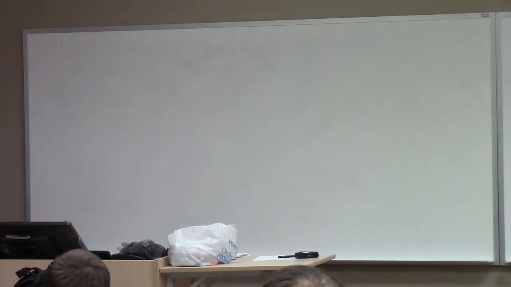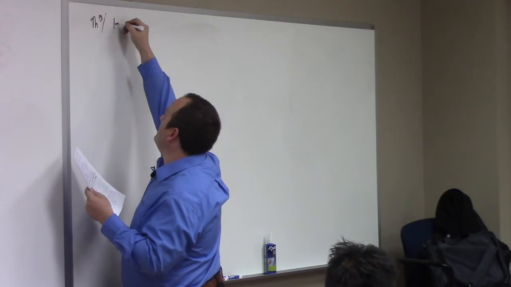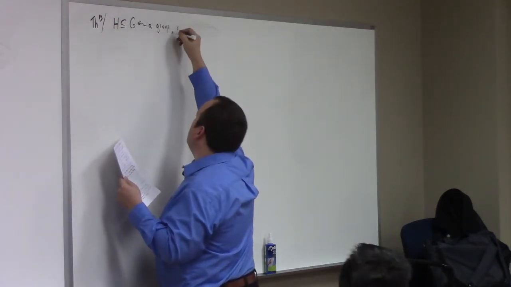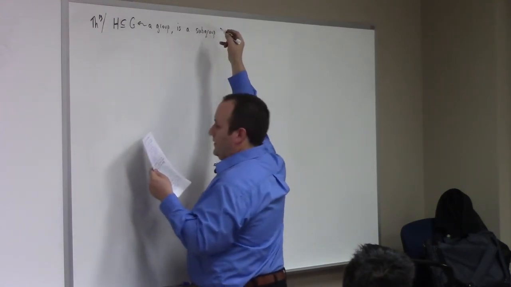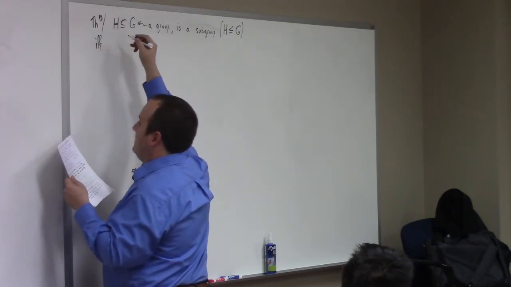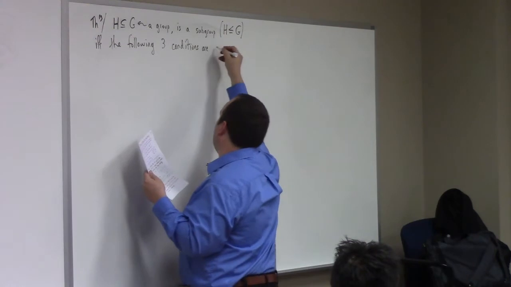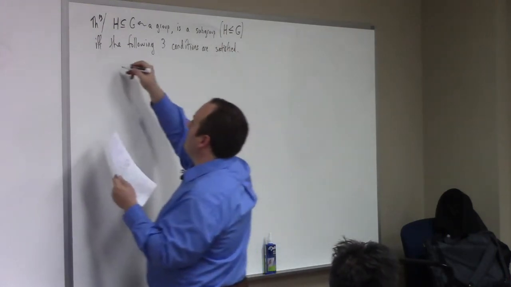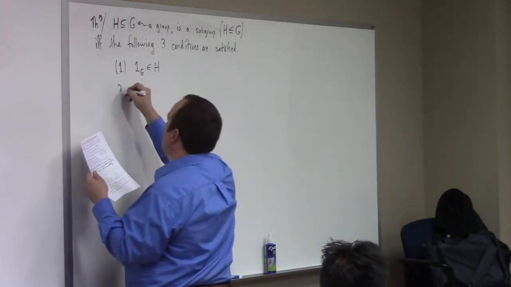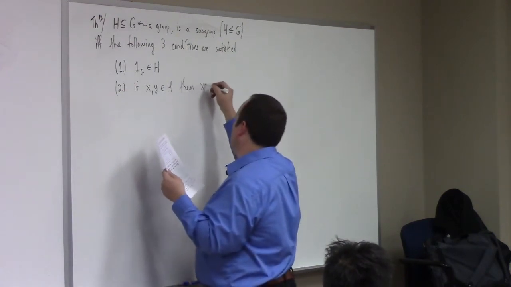So, lecture 7. Talking to you guys about subgroups and cyclic groups. So I'll start out with this theorem. H, a subset of G, a group, is a subgroup, and remember we wrote H less than or equal to G to denote that, if and only if the following three conditions are satisfied. Number one, 1_G is an element in H, the identity of the group is in H. Two, if x, y are in H, then xy is an element of H.